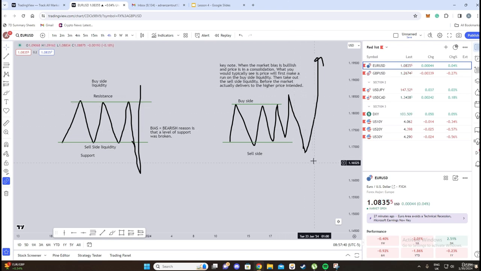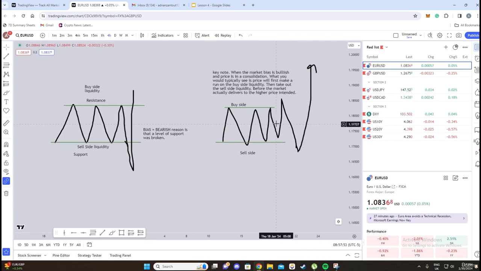So price will go down, take their stops out with this swing low here, and now, because it took out the sell side or the quote unquote support, there's gonna be people thinking price is gonna go lower. But we know that's not what's happening. It's just doing a stop hunt. And that's what's happening inside this consolidation range. It's called a stop hunt.